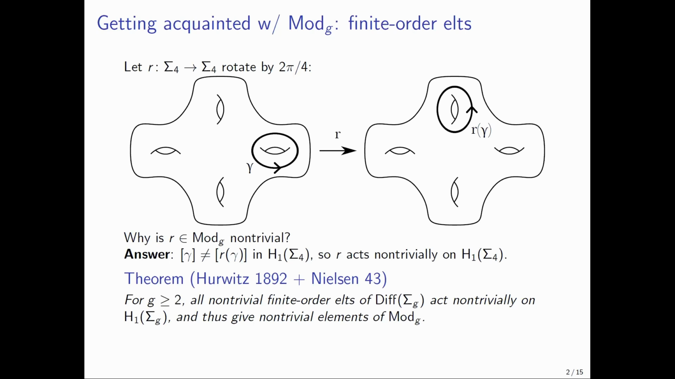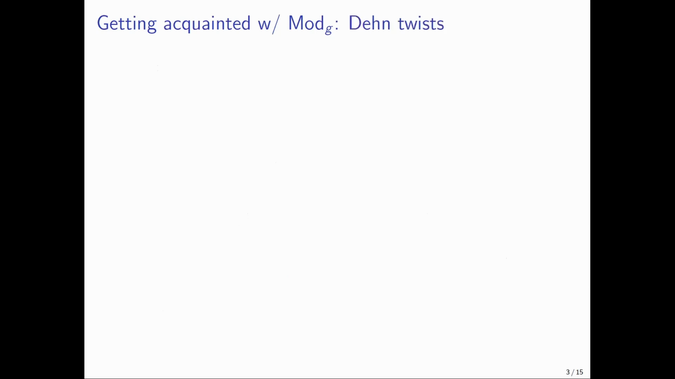So there's a sort of a priori difference between a finite order element of the diffeomorphism group and a finite order element of the mapping class group, right? If you have a finite order element of the mapping class group, that's some self-map f such that some power of it is homotopically identical. And that's what Nielsen proved, that in fact there is no difference. If you have a self-map of the surface such that some power is homotopically identical, then in fact you can homotope it so that some power is literally the identity. Okay, so for finite order elements, everything works in the simplest possible way you can imagine.